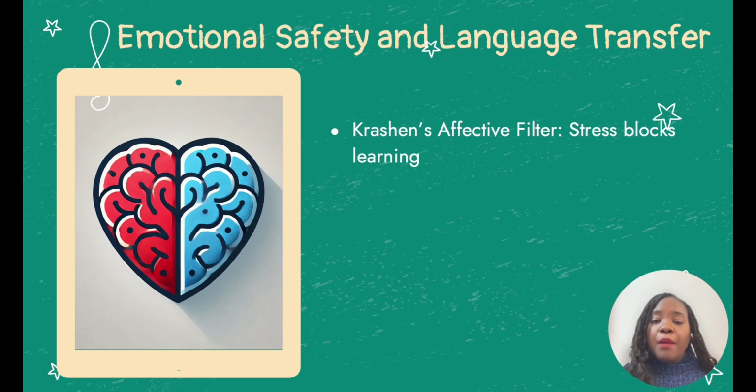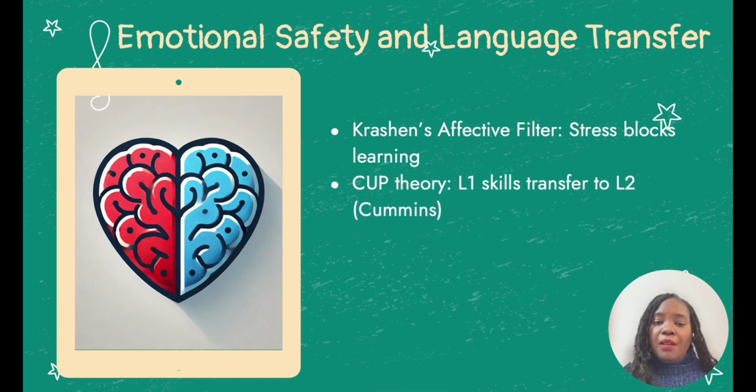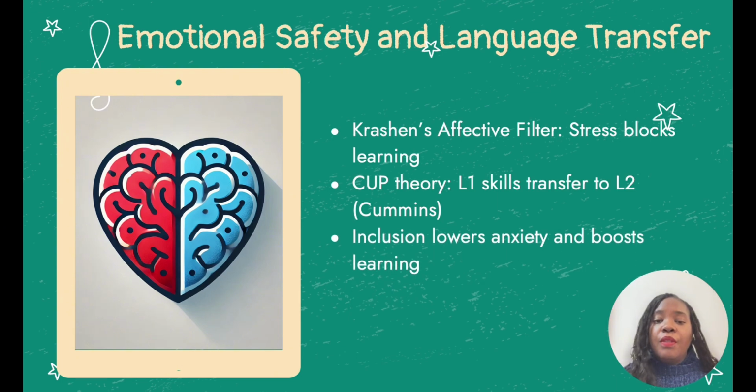Cummins' common underlying proficiency theory also shows that skills gained in one language can transfer to another. In short, the home language is not a barrier, it's a bridge. If we expect students to bring their full attention and energy to their academic development, we must first make a safe space for them to bring their full selves, including their linguistic and cultural identities, into the classroom.